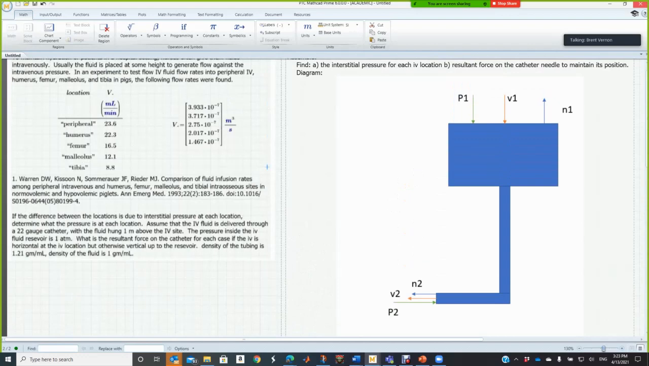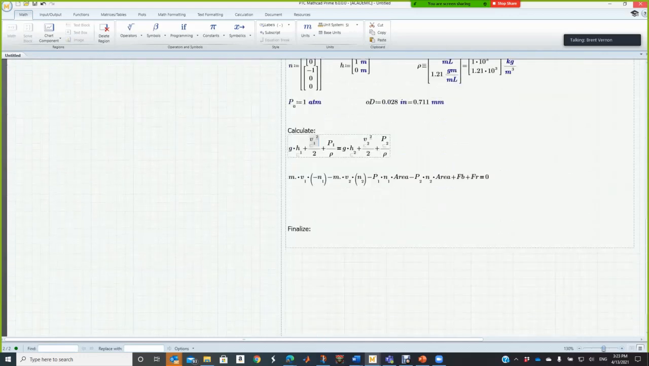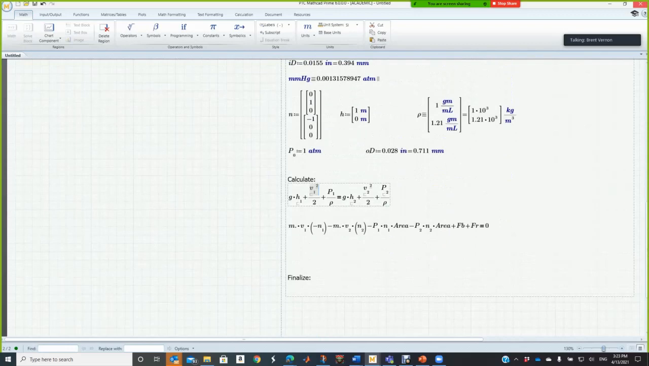Remember, the volumetric flow rate is meters cubed per second. How do you find the velocity? You divide by area, right? And that will cancel 2 of these meters, and you'll just have meters per second. So you find the area of this interface here and this here, and that'll give you the 2 velocities, V1 and V2.